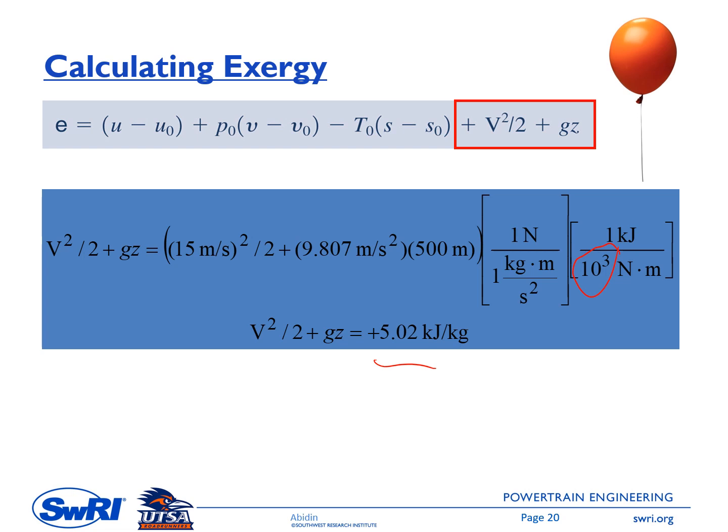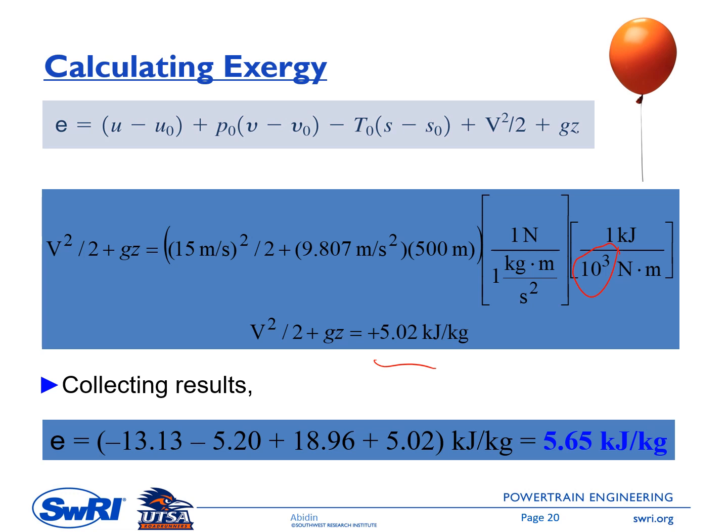So now you just need to sum up all of the numbers, and then you will get the exergy of this balloon with oxygen in it, which is 5.65 kilojoule per kilogram. So I suggest you repeat this calculation again, look at your table, and check if the number is correct.